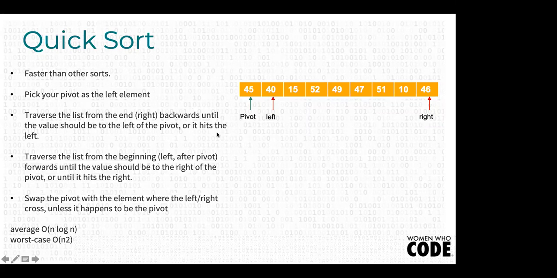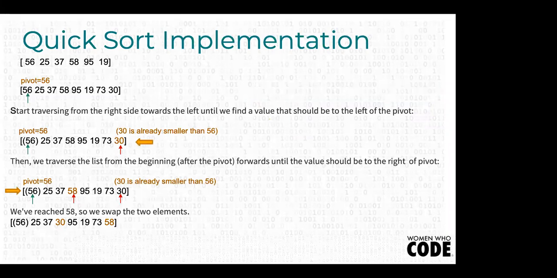So here we are traversing the list from the end and the beginning to find the right elements. When I traverse the list from the right, I keep checking until I find the element that has to be after 45. So here it's 51 in this case. And then I traverse from the left to see elements that have to be before the pivot, which is lesser than the pivot. Here we found 40, and you just perform the swap. Keep doing that.